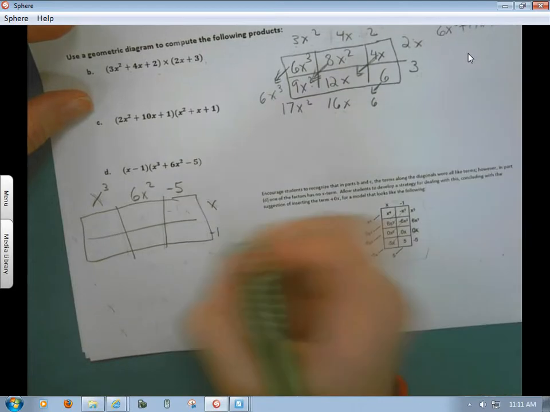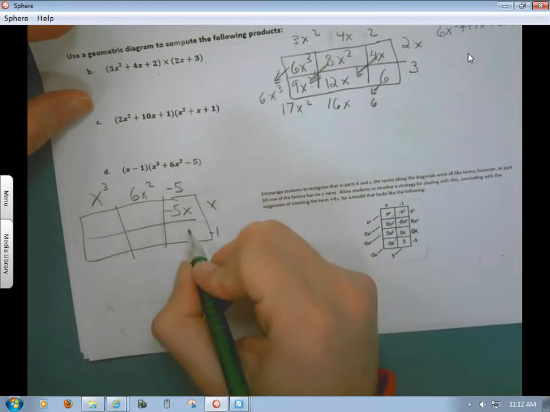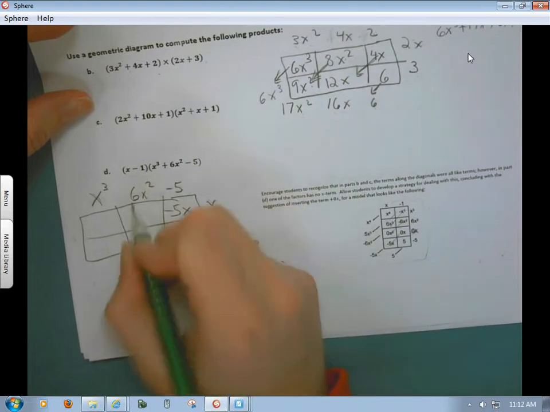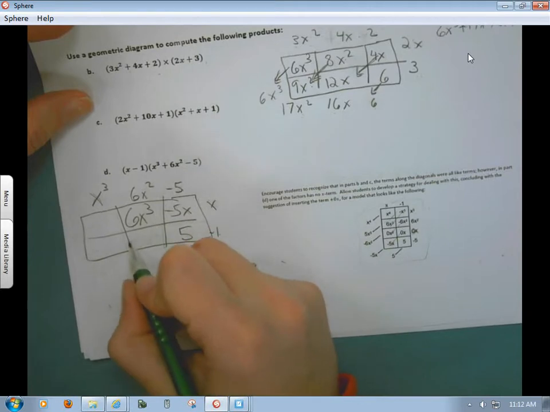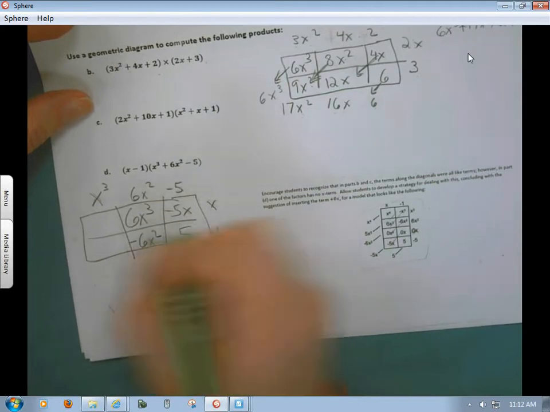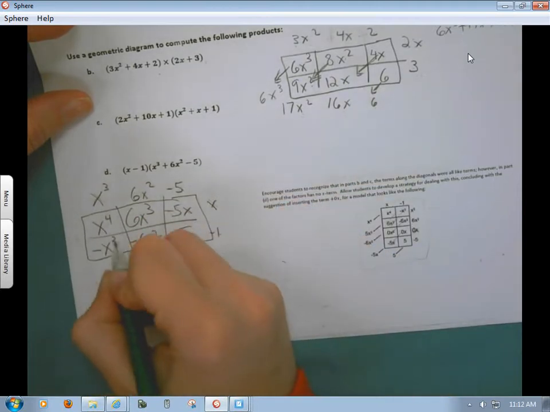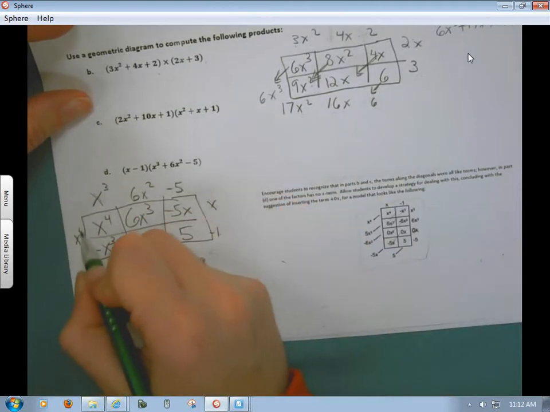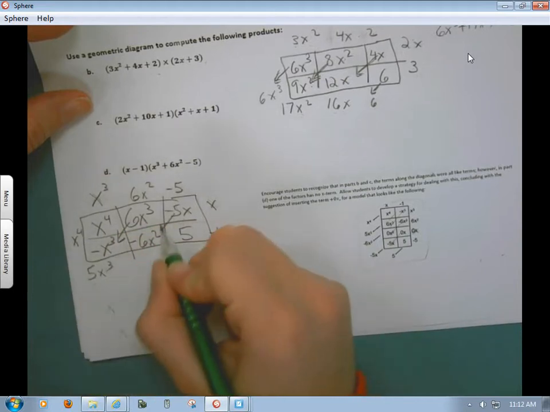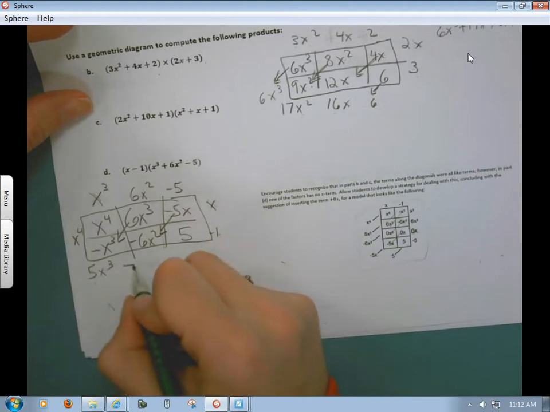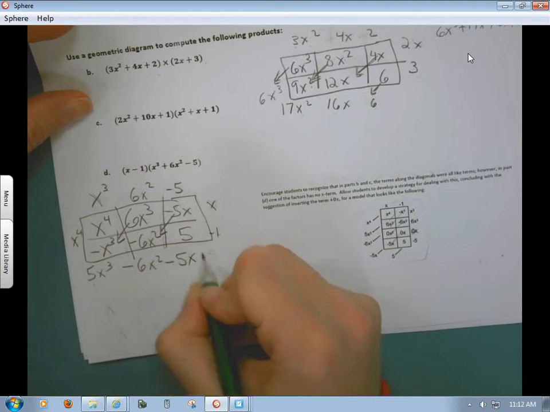So I'm just going to multiply x times negative 5. Negative 1 times negative 5. x times 6x squared. Negative 1 times 6x squared. x times x to the third. And negative 1 times x to the third. So now on my diagonals, I have x to the fourth. These are like terms. Uh-oh, these are not like terms. So I'm just going to write them both down.